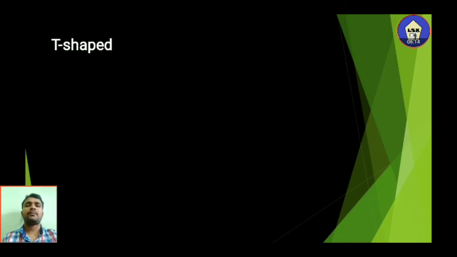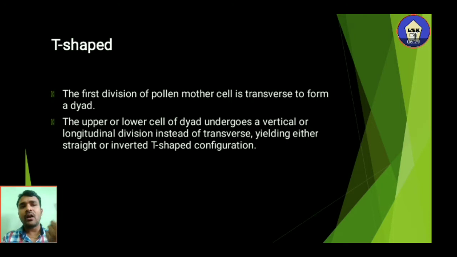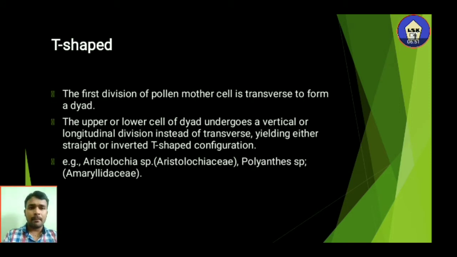The next one is T-shaped. In the T-shaped type of arrangement, the first division of the pollen mother cell is transverse, forming a dyad. So two cells, two microspores, are formed. Then the upper or lower cell of the dyad undergoes vertical or longitudinal division instead of transverse. That yields either a straight or inverted T-shaped configuration. That is called the T-shaped arrangement of microspore tetrads. An example is Aristolochia species, which belongs to the family Aristolochiaceae, and Polyanthes species, which belongs to Amaryllidaceae. So this is regarding the very important types of arrangement of microspore tetrads.